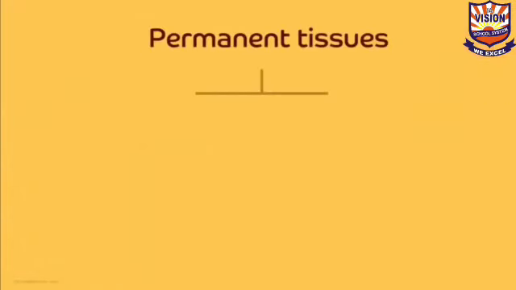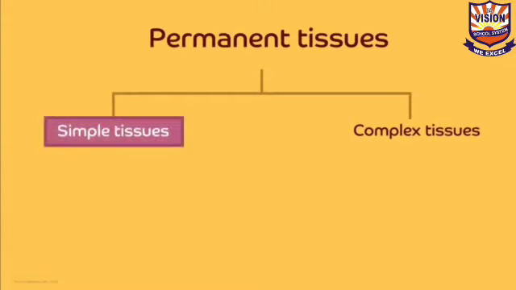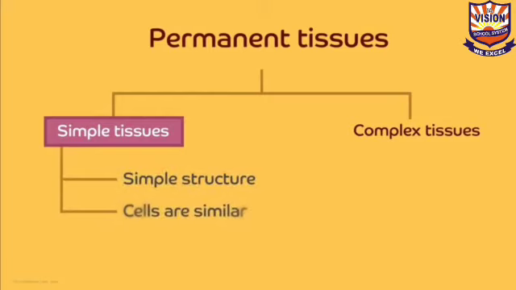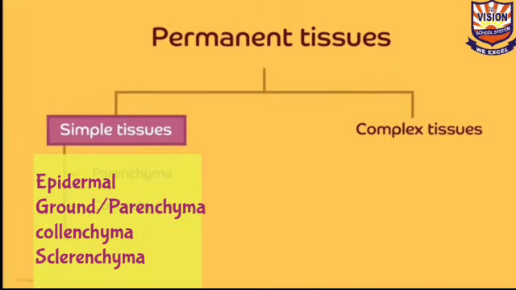There are mainly two types of permanent tissue. They are simple tissue and complex tissue. Let's first talk about the simple tissue in detail. The word simple means they have a very simple structure. All the cells of simple permanent tissue are almost the same. There are three subtypes of simple tissue: epidermal tissue, ground tissue, which includes parenchyma, collenchyma and sclerenchyma.